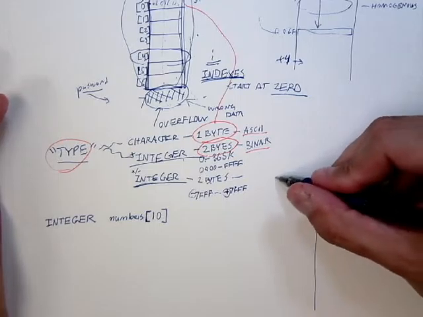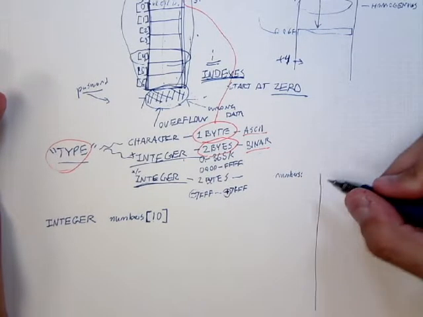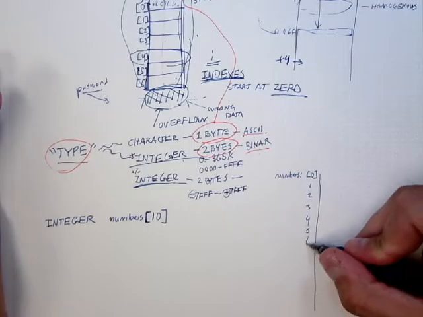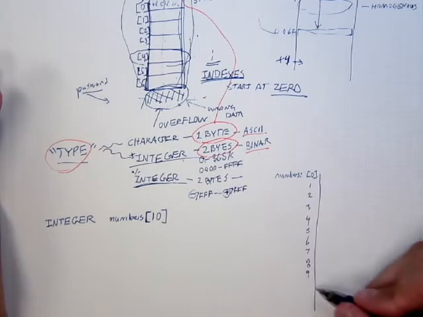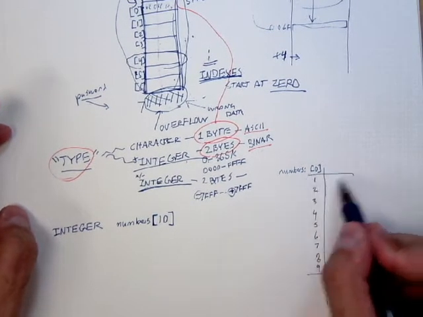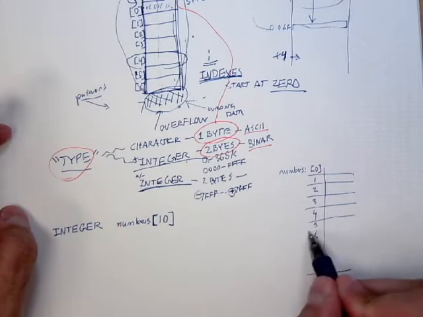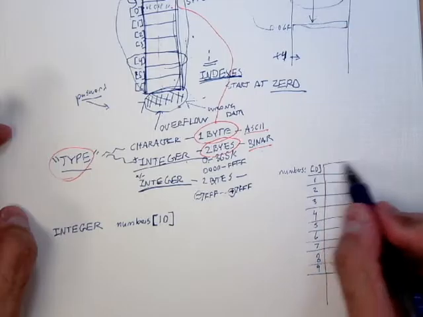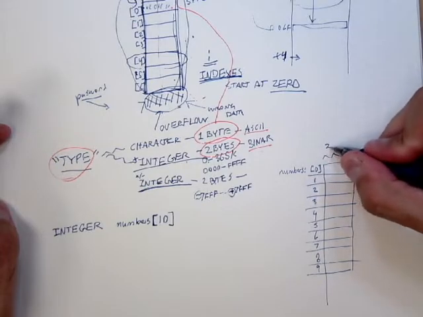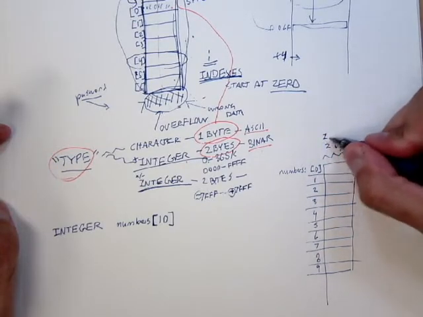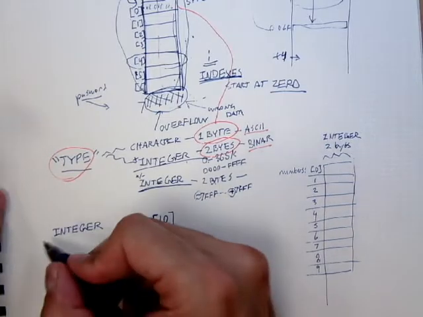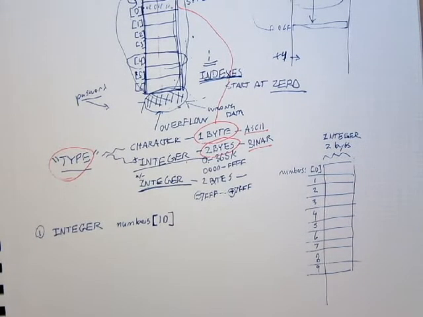This is numbers, and this is index 0, 1, 2, 3, 4, 5, 6, 7, 8, 9, and then 10 is out of range. So you can't access 10. You can only access 0 through 9. So you've got all these little spots. Each one of those is 2 bytes, and they're integers. So this might be the first line of a program that reads in a list of 10 numbers.